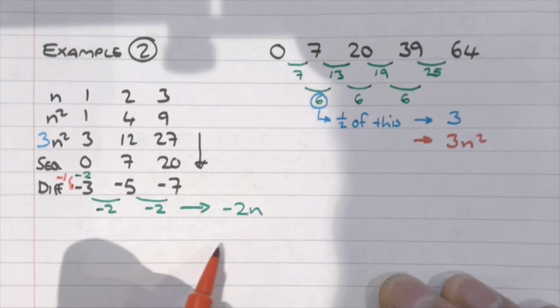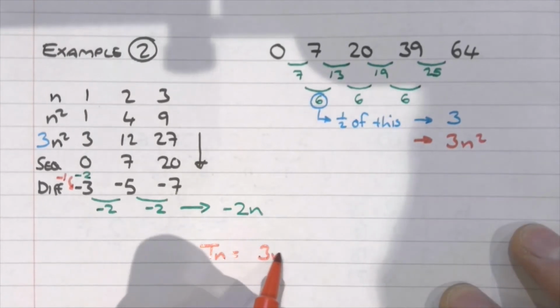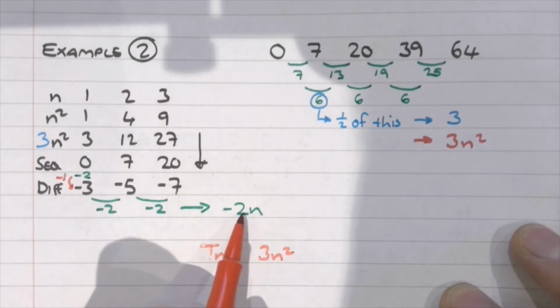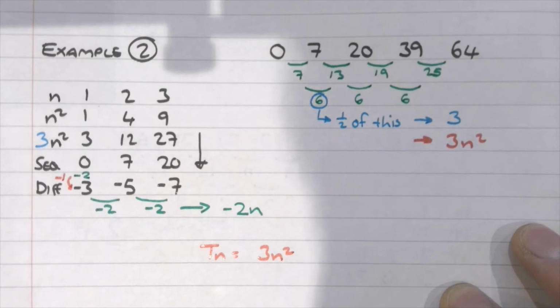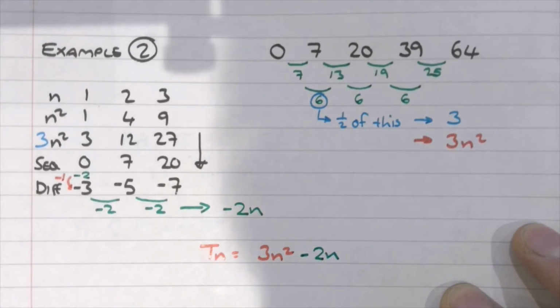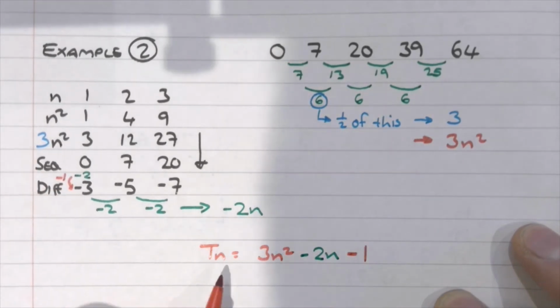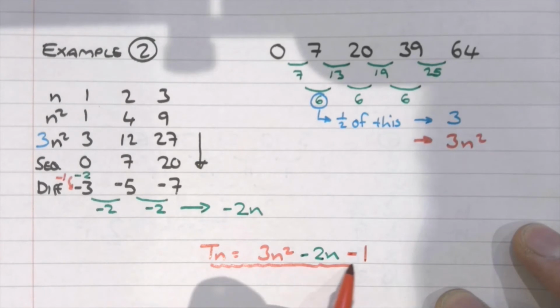Okay, so that's everything I now need to know. So the answer to the problem is Tn is equal to this bit, 3n squared, this bit, so that's minus 2n, and then the last bit up there, minus 1, okay? And we're done.